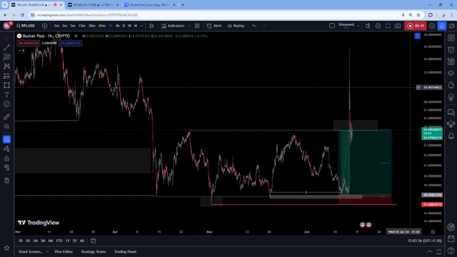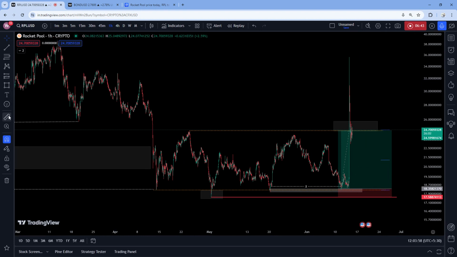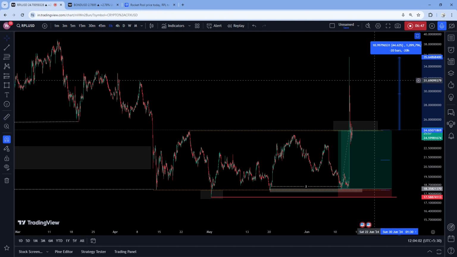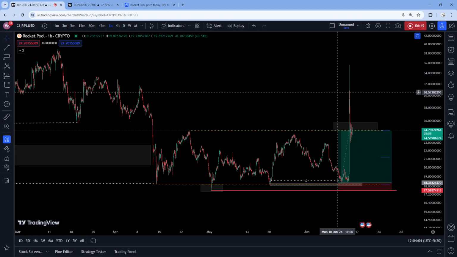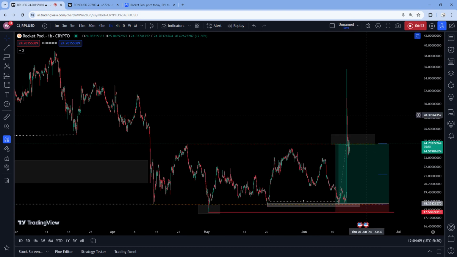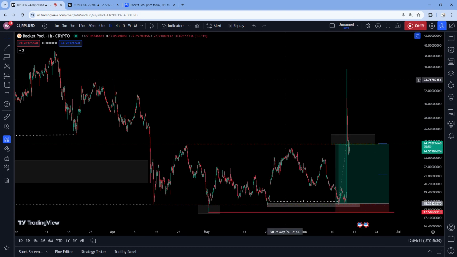So it took out the liquidity, and I think I went for like 30 or 40% more. Yes, I missed a lot of it, but still it was, I think, almost a 1:8 trade. So that's a good trade for me.